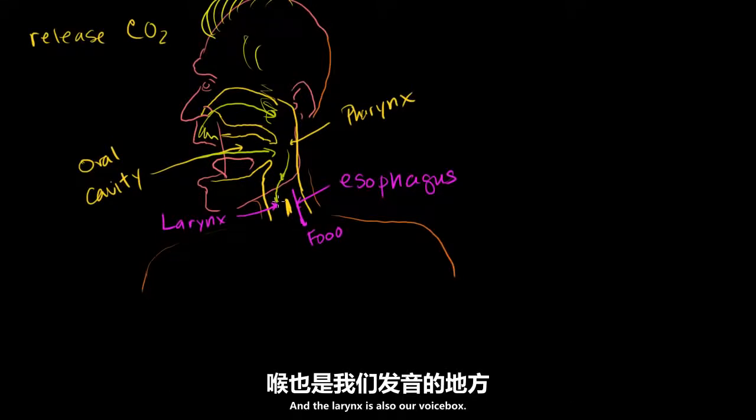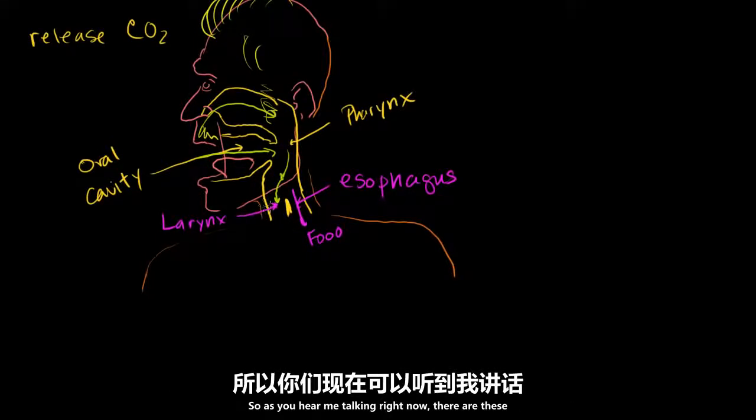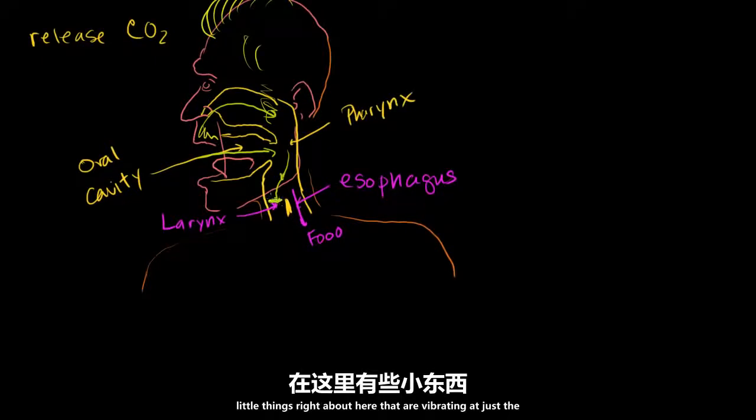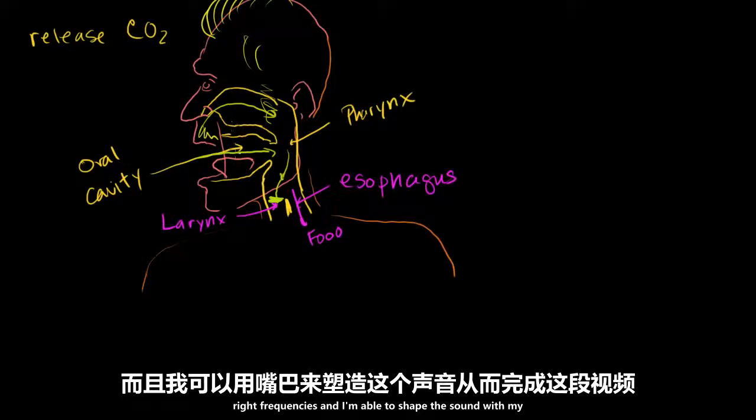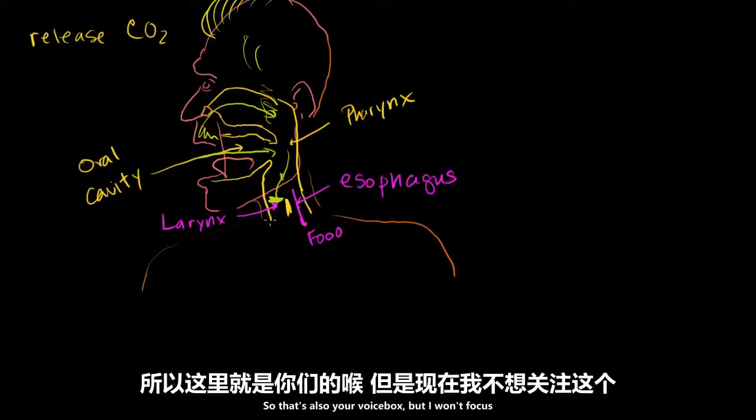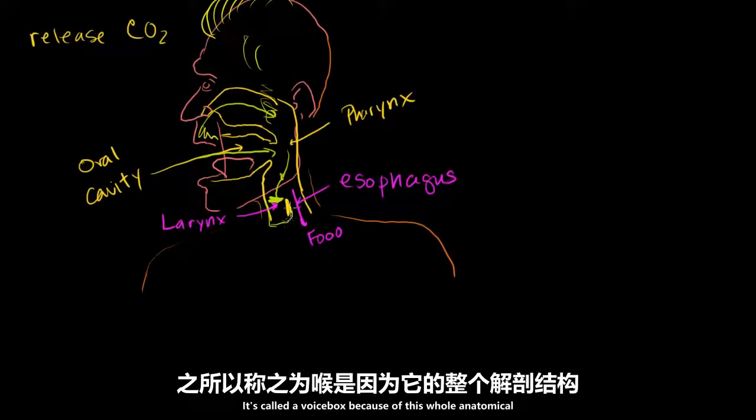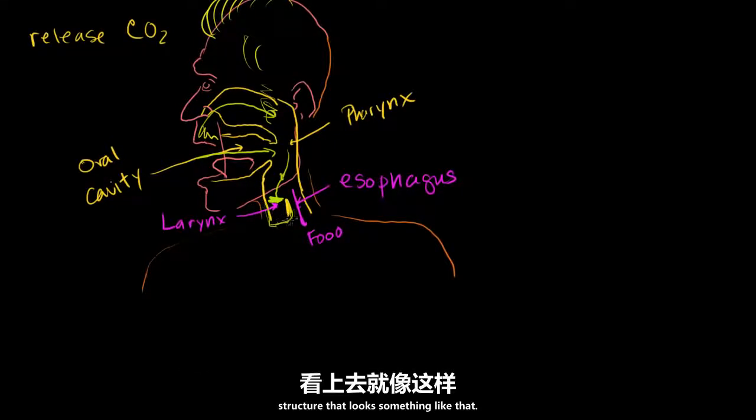Our larynx. And the larynx is also our voice box. So as you hear me talking right now, there are these little things right about here that are vibrating at just the right frequencies, and I'm able to shape the sound with my mouth to make this video. So that's also your voice box, but I won't focus on that right now. It's called a voice box because it's this whole anatomical structure that looks something like that.